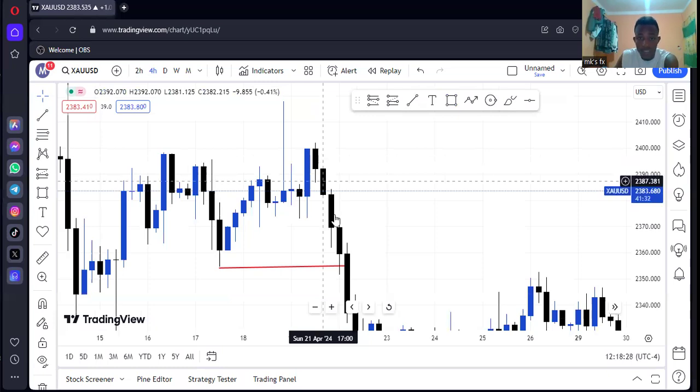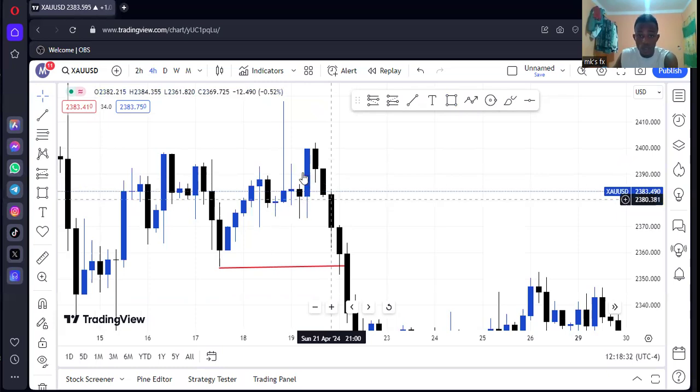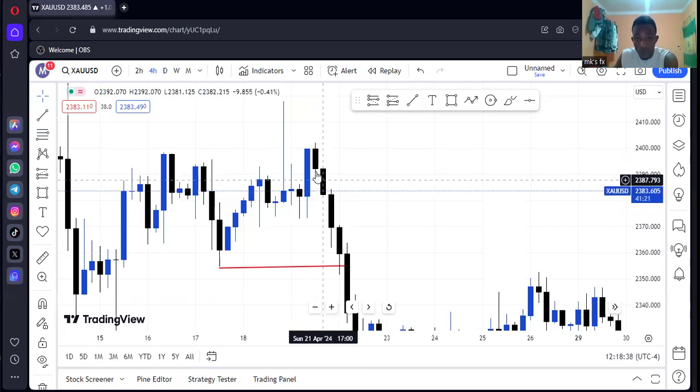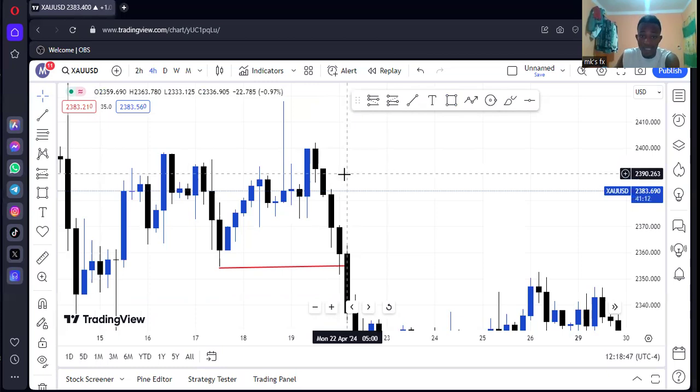You see, we always use three candlesticks to get a fair value gap. So I have this 1, 2, 3, and you see this candlestick, the third one, and the first one, the lower wick of the first one and the upper wick of the third one, it didn't connect. That means there's an imbalance here, which means the market is going to come back here to balance the market.